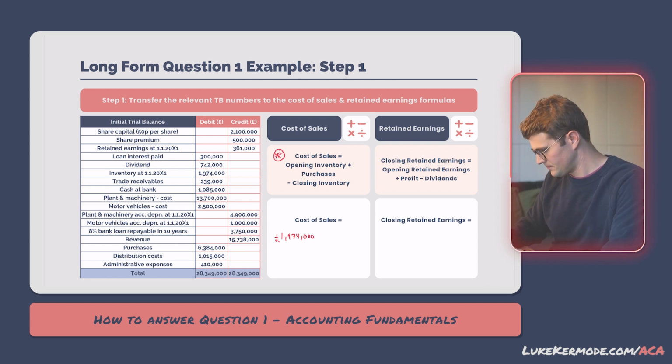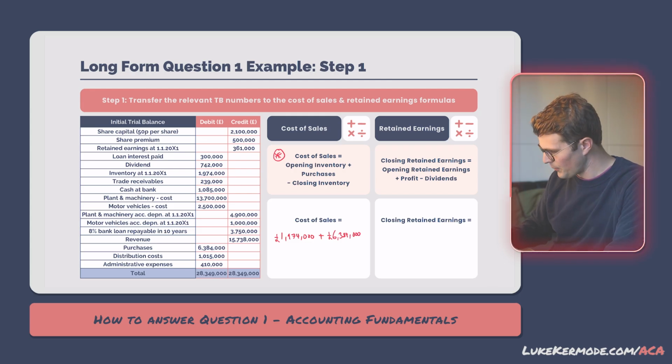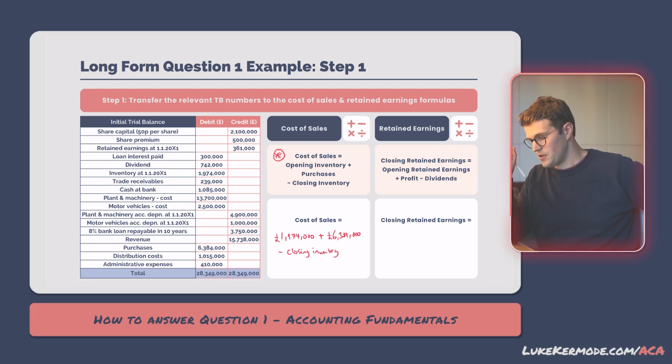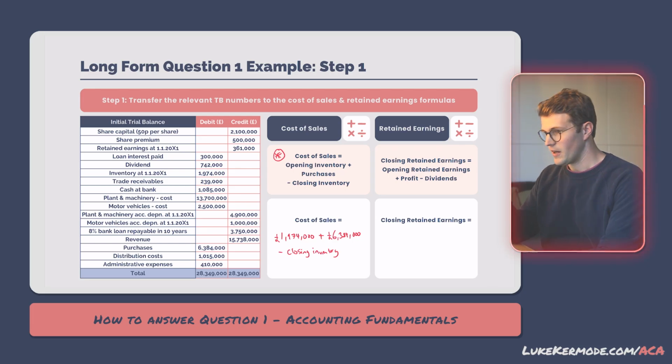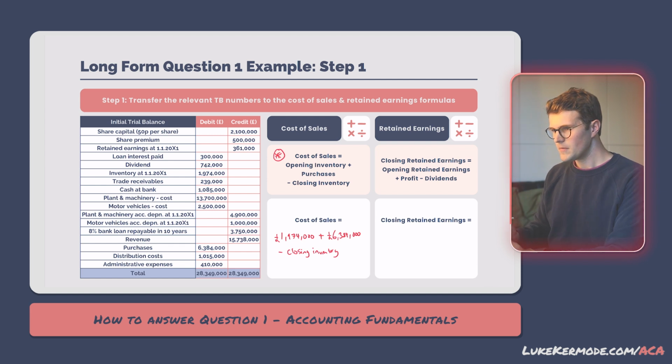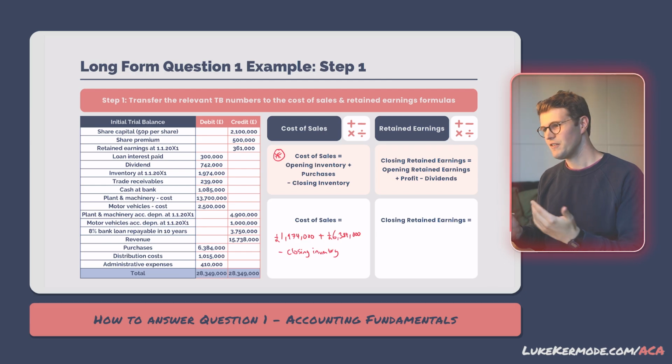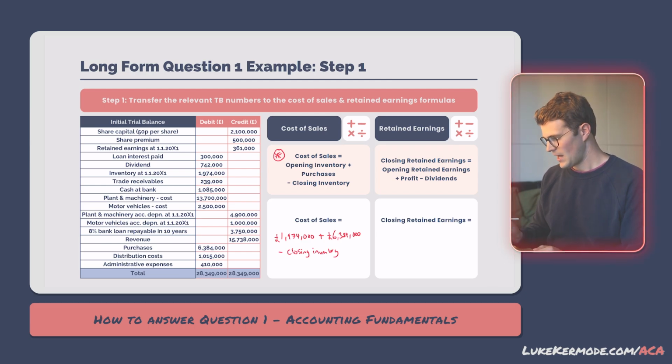Purchases are 6,384,000, and we haven't calculated closing inventory yet. That will come from our adjustments, which we'll look at a bit more in the forthcoming slides. So for now, we plug in what we know. We've got cost of sales equals 1,974,000 plus 6,384,000 minus closing inventory. And we leave closing inventory as a placeholder for now.